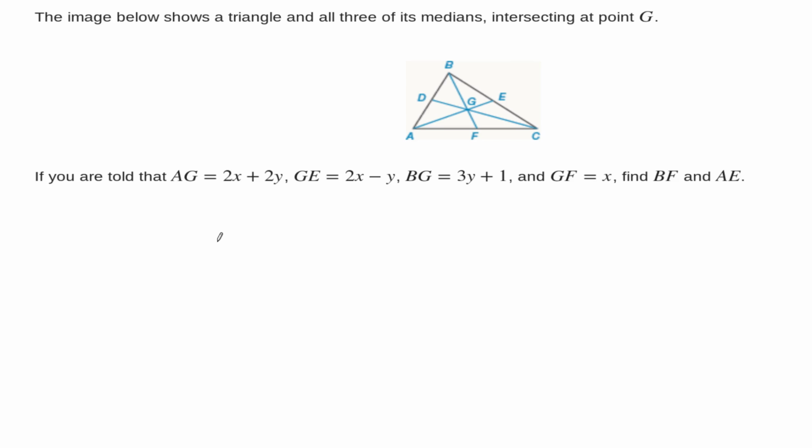In this example, we're given the image of a triangle with its medians. So let's talk first about some properties of the median. The median is defined to be the segment which attaches the midpoint of the opposite side to the vertex. So that means that these two side lengths are equal. Same thing here, these side lengths are equal to one another.